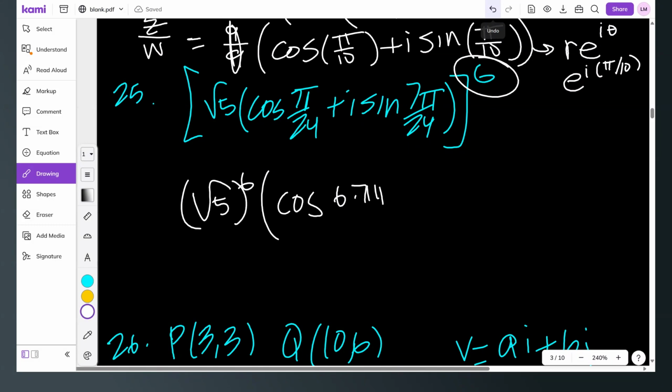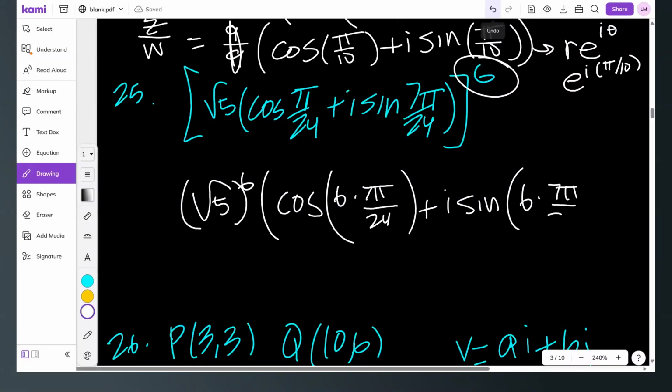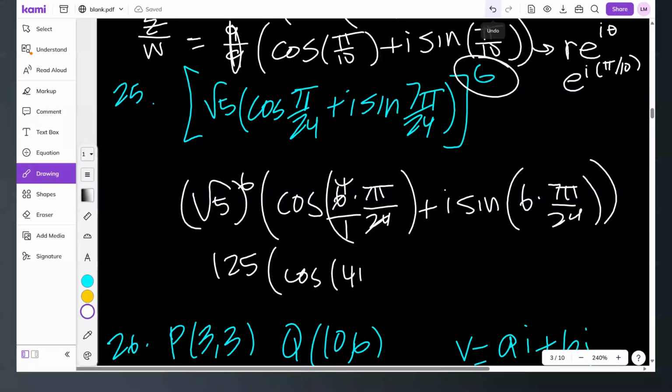7 pi, oh my goodness. Come on now. 7 pi over 24 plus i sine 6 times 7 pi over 24. So that way you don't have to write it out 6 times. You can if you want to, but you definitely don't have to. So I take the square root of 5 to the 6th power, which means 5 to the 3rd if I want to get rid of the square roots. Totally can do that on your calculator. So 125, and then I can reduce this to a 4, cosine 4 pi plus i sine of 4 pi. And then if you don't have to calculate that, all right, you can just leave it.